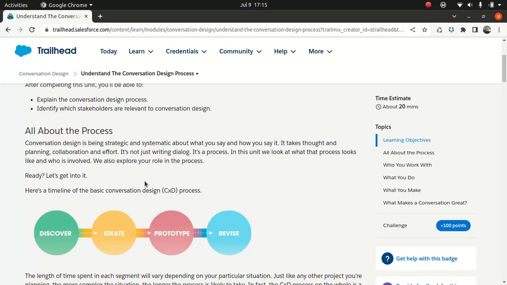So first things first, you've got to discover. The discovery stage is very important. In the discovery stage, let me repeat that again: what's important is what is the customer requirement? What does the customer expect from the business, right?